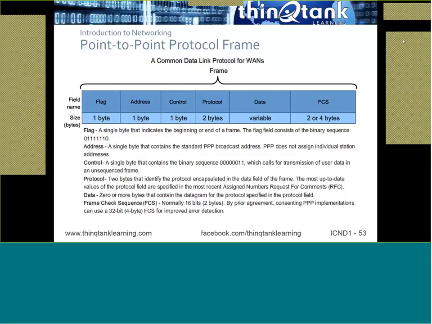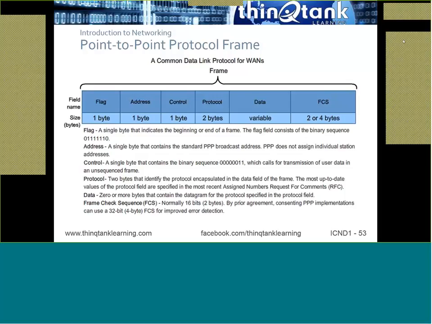HDLC does the same thing. SDLC does the same thing. Frame relay is slightly different because in frame relay, we can do point-to-point implementations or we can do point-to-multipoint implementations. So with frame relay, we might have to concern ourselves with addressing. Addressing in frame relay is done with a special address type called a DLCI, a data link connection identifier.